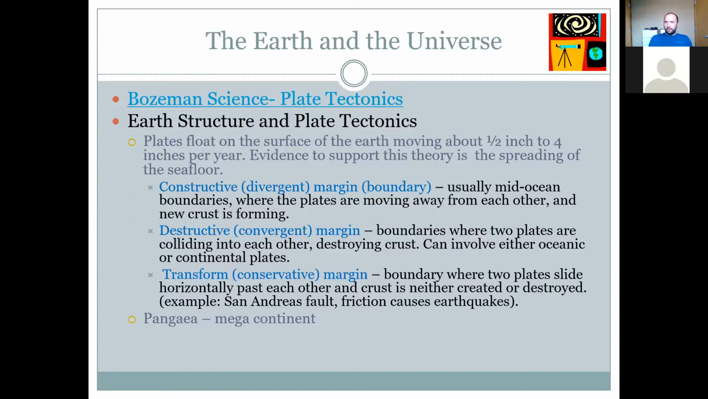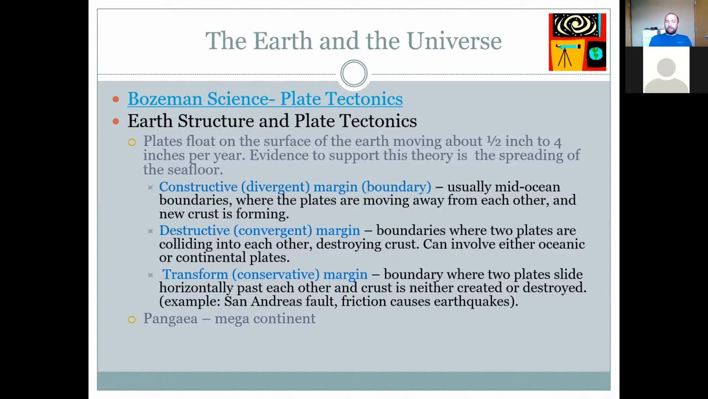The reason it's also referred to as constructive is that if you have 2 plates moving away from each other, what is filling that gap? There's not just an empty void there. It's actually being filled with new crust. In other words, molten rock is coming up from the layer beneath the crust and generating new crust. It's diverging because the plates move away, but it's constructive because new crust is formed, okay?